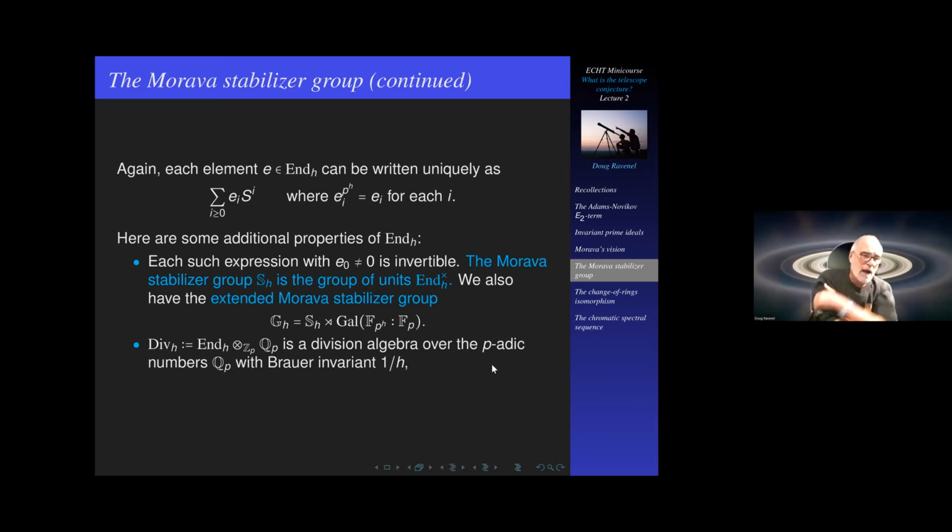Now, if I take this ring that I've defined, End(H), as a module over Z_p, it's free of rank h squared. Now I could tensor it over Z_p with Q_p. And if I do that, I get a division algebra over the p-adic numbers. Such division algebras are classified by something called the Brauer invariant. If you don't know what that is, don't worry about it. But here, the Brauer invariant is an element in Q mod Z, and in this case, it's 1 over h.